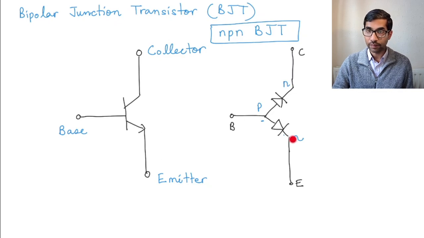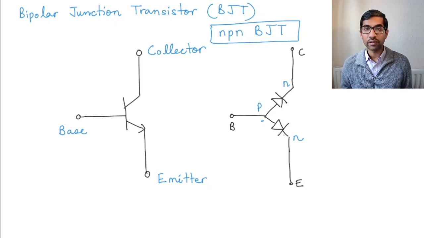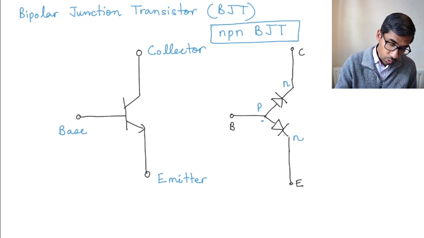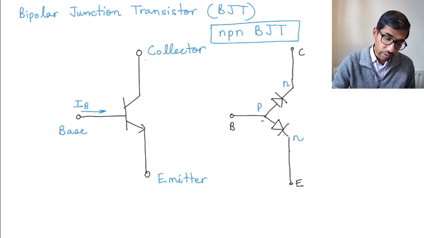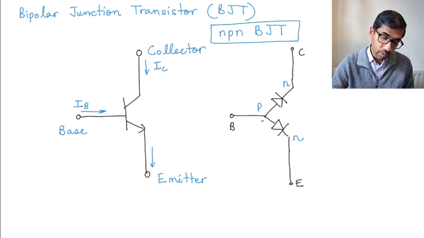Okay, so finally, what I want to do in this video is just talk about a few conventions that we use when we talk about diodes and the currents and the voltages through the diodes. Usually the current that goes into the base is called the base current. The current that goes into the collector is called the collector current, and the current that comes out of the emitter is called the emitter current.